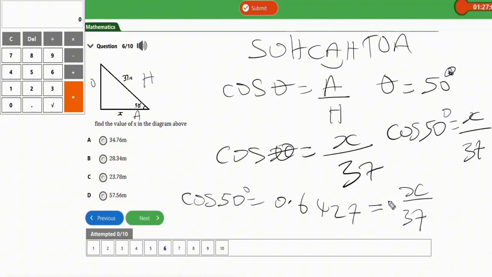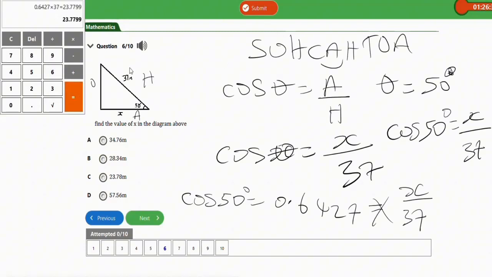Now to make x the subject of the formula, because it's division, x will be 0.6427 times 37. So let's punch this on the calculator. We're going to have 0.6427 times 37.